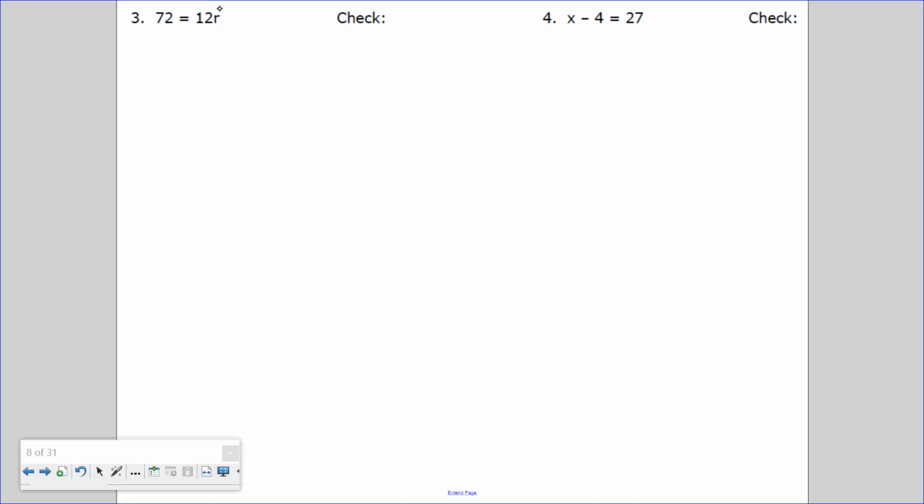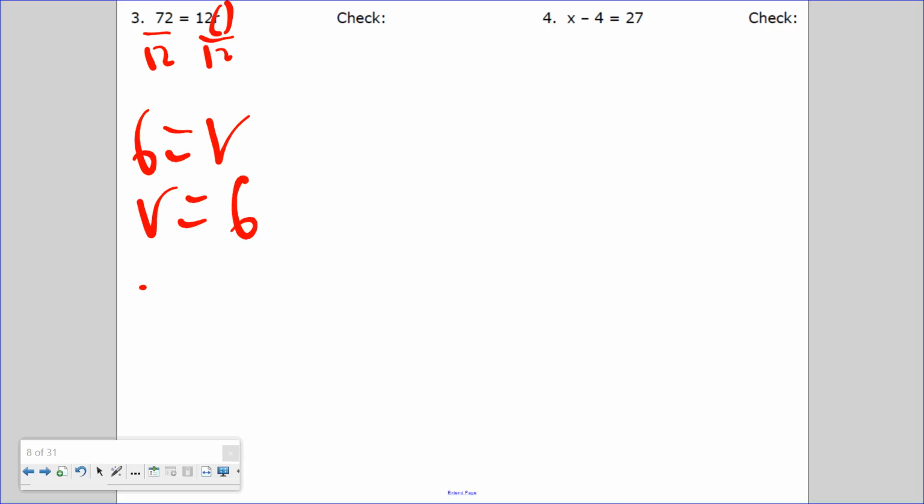Next one, number 3. 72 is equal to 12 times r. We need to isolate the variable r. So what's the inverse operation of multiply 12? Divide by 12. 72 divided by 12 is 6, so r equals 6.